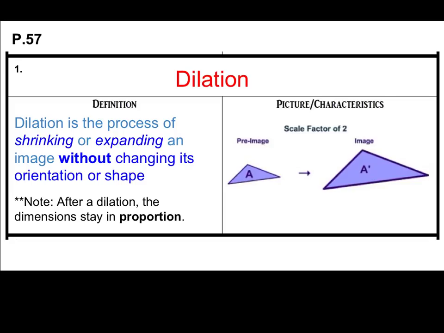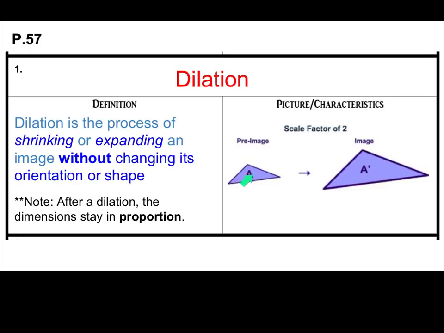Okay, we have two vocabs, so go to page 57. We have two vocab words. The first one would be dilation. A dilation is a process of shrinking or expanding an image without changing its orientation or shape.